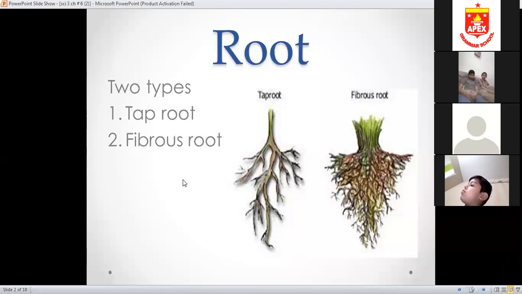In some plants there is a tap root. Students, you eat most of the vegetables like carrot, radish, turnip. These vegetables are basically roots, and the type of root in these vegetables is the tap root. We eat the roots of these plants. In these tap roots, all the nutrients are stored, and we eat them in the form of vegetables. So these are the types of roots.